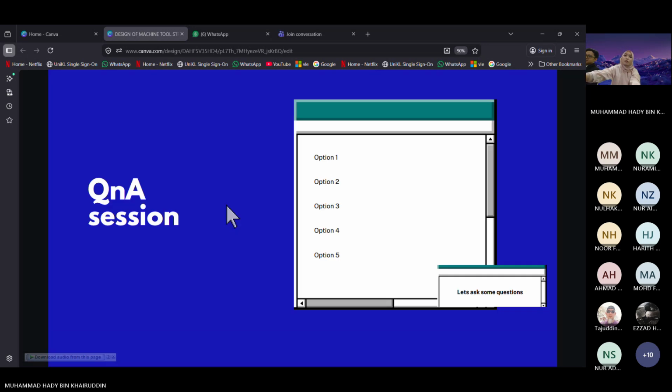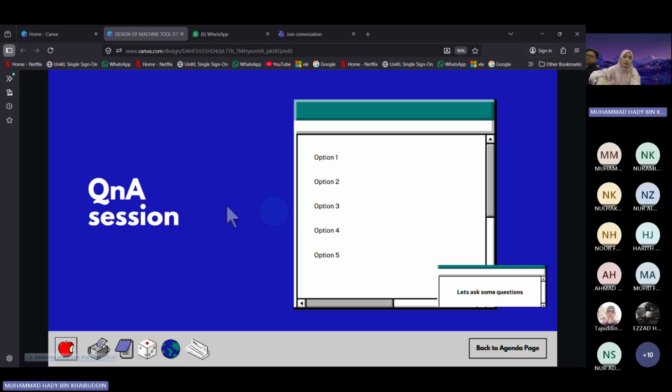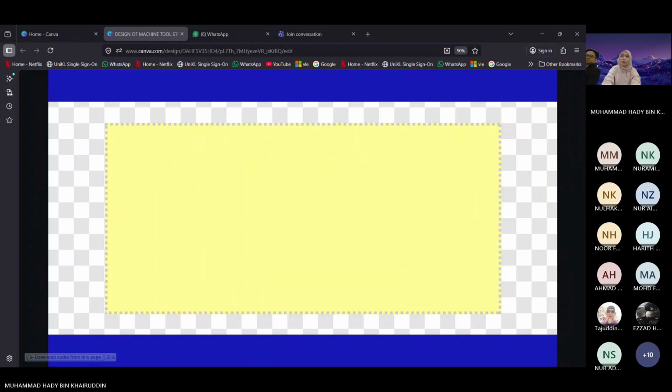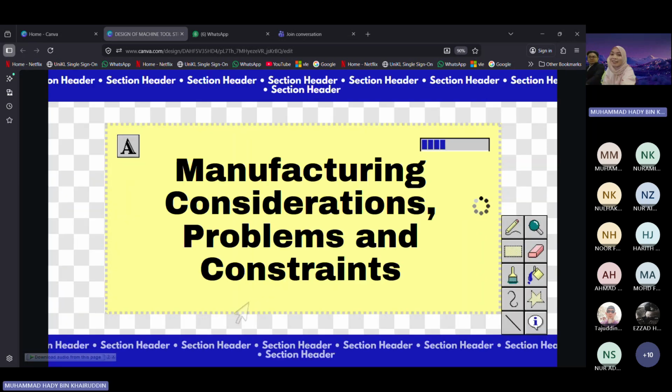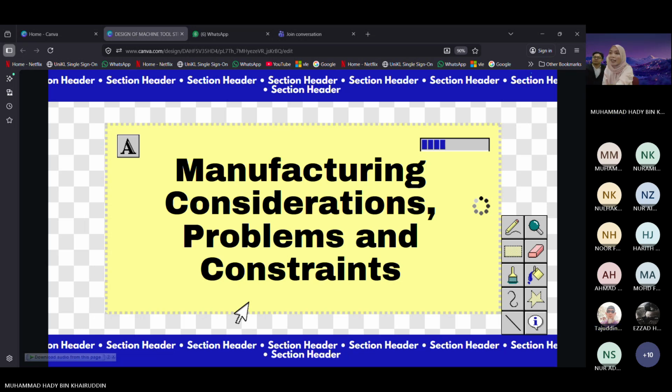So we move on to the question and answer session. Okay, next presenter. Question and answer. Question. Boleh kan? Okay, seorang ni present. Lagi 3 orang. Nanti lepas orang tu present, orang tanya soalan macam tu. The next presenter. Sambung.